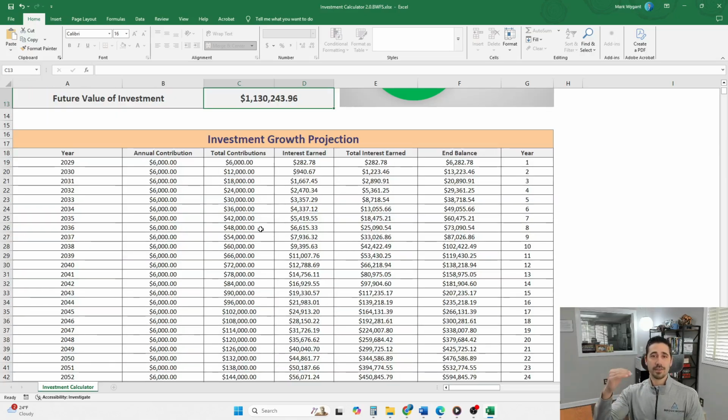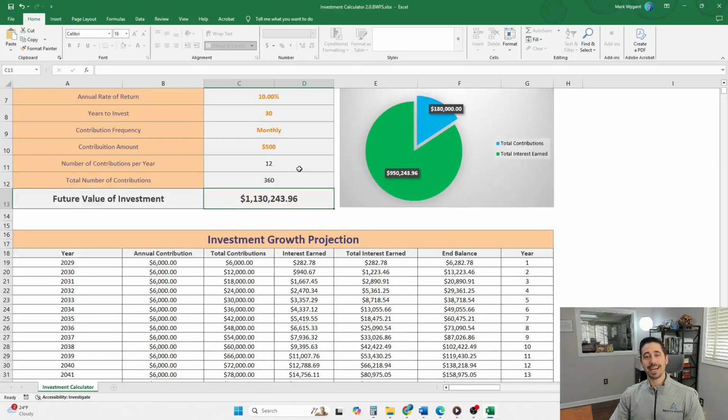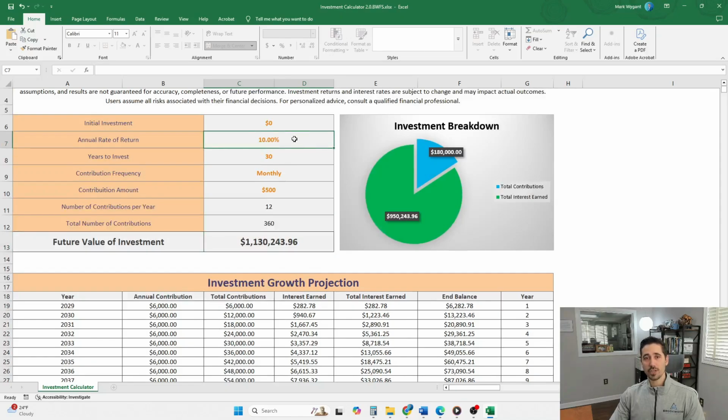Next, we have our investment growth projection table down here. One thing to note for this right here is this represents a constant rate of return of whatever you put up here.